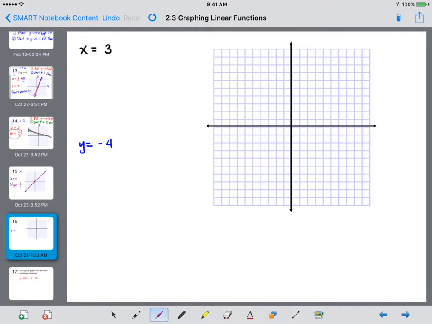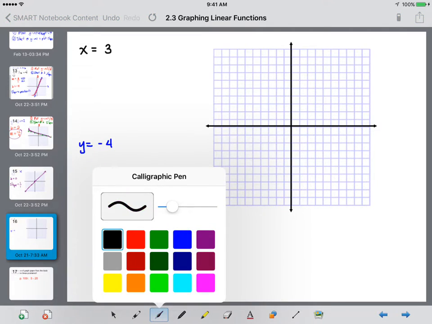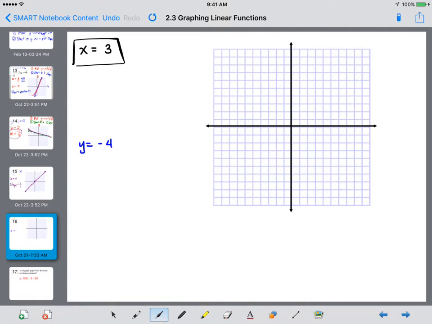Two other lines that we need to keep in mind, some special cases. X equals 3. If you just have an x, this line is a vertical line where x is 3. So if I were to plot where x is 3, that is right here on the x-axis. Another point where x is 3 is right above it. This point has an x value of 3, and so on. So if you ever have x equals any number, you go to that number on the x-axis, and it is a vertical line.